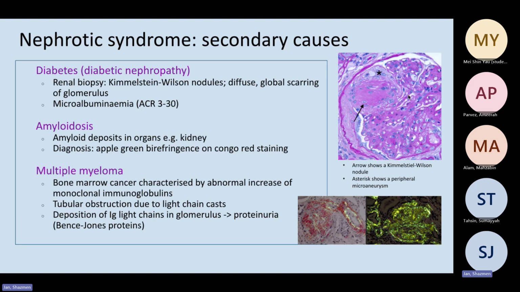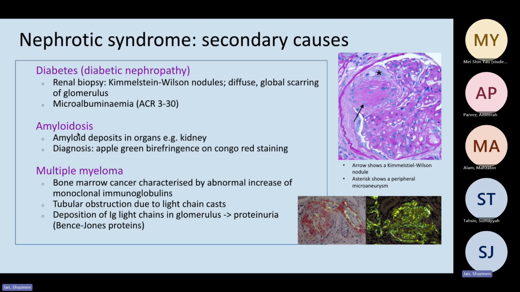You can see the rest of the kidney looks normal, and you have this massive nodule right here. You also have a microaneurysm as well, which points towards the fact that this patient has diabetic nephropathy, because we know it's a vascular disease. And also you have microalbuminuria, so the ACR will be between 3 and 30.